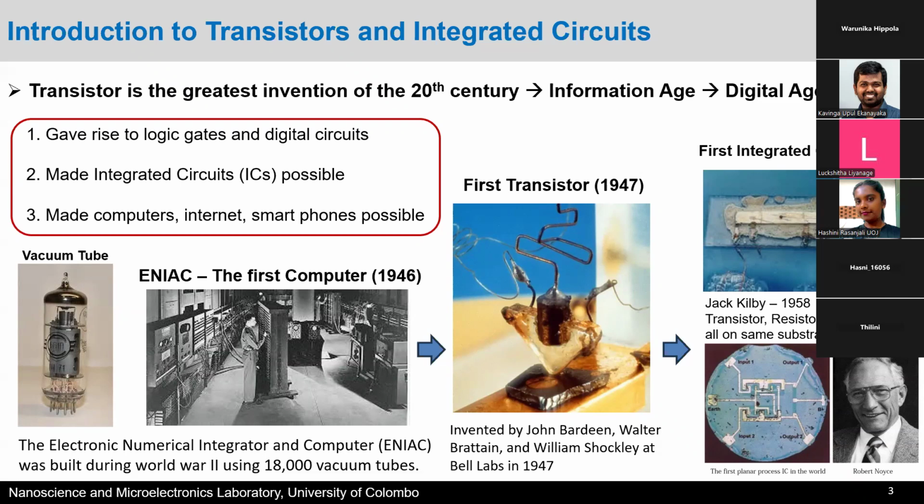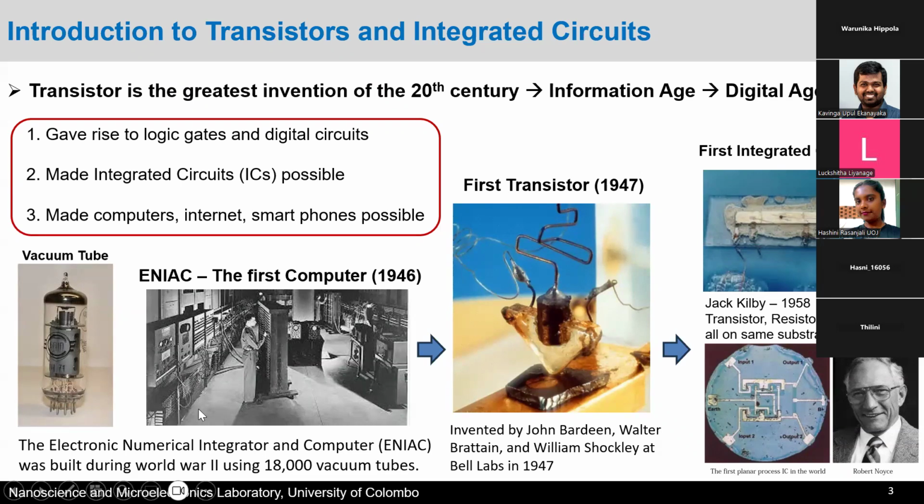Back in 1946, we had the very first computer. It's called the ENIAC. The ENIAC stands for Electronic Numerical Integrator and Computer, and it was built during World War II using vacuum tubes. Now, vacuum tubes are bulky tools, right? This is a vacuum tube. As you can see, it's actually pretty big.